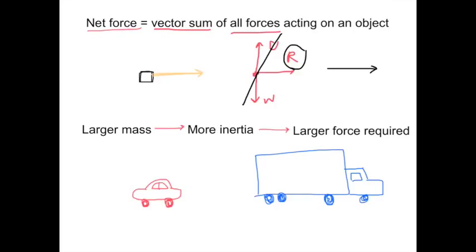So another thing to keep in mind is that inertia is directly related to the object's mass. If an object has a larger mass, there's more inertia, which means that it requires a larger force to move that object. Let's take this example with a small car and a large truck. Say we have a man who wants to push the car. The car will be hard to push, but ultimately it will take much less force to accelerate the car.